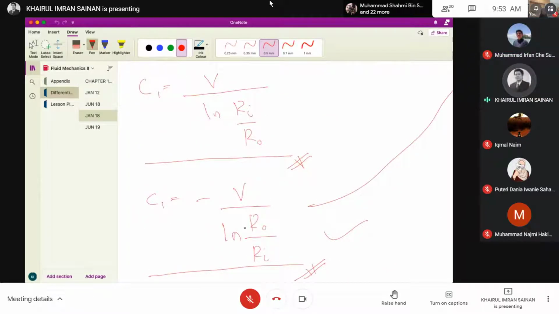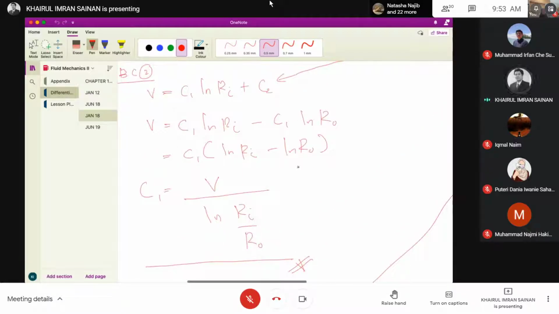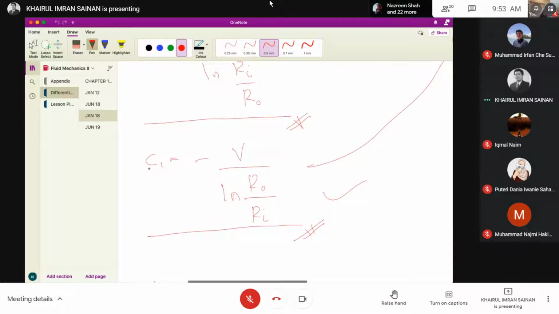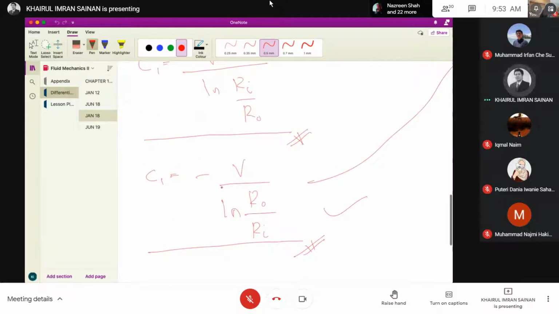So when you rearrange this one, ln R outer divided by R inner, basically you flip this one. So it's going to become negative. C1 equals negative V divided by ln R outer divided by R inner. Okay. So in this case, I'm going to use this one.